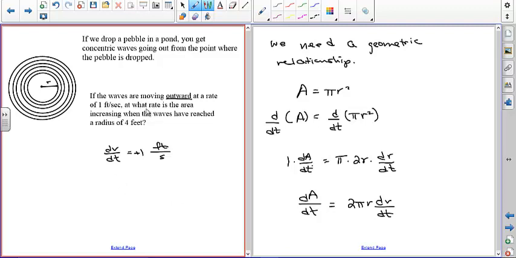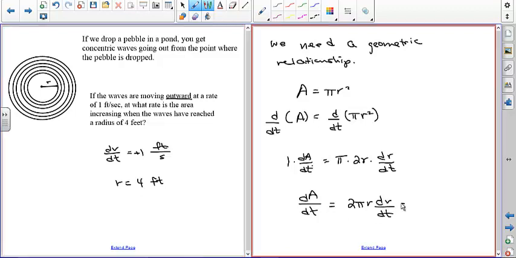And it says, at what rate is the area increasing when the waves have reached a radius of 4 feet? So the second piece of information is that we have 4 feet. You see that the two known quantities in this problem are r and dr/dt, so we just plug them in. So you get 2 pi times r, which is 4 feet, times dr/dt, which is 1 foot per second, and you'll get 8 pi feet squared per second.